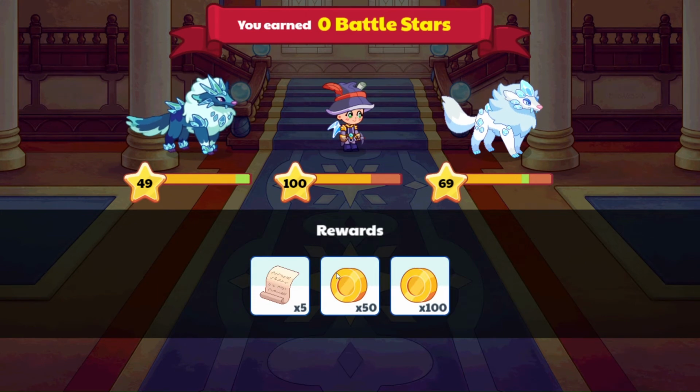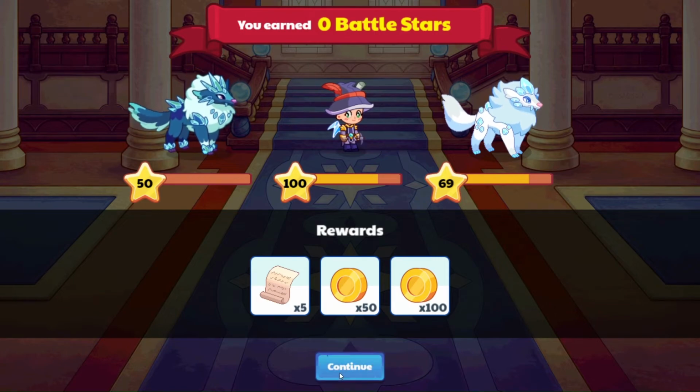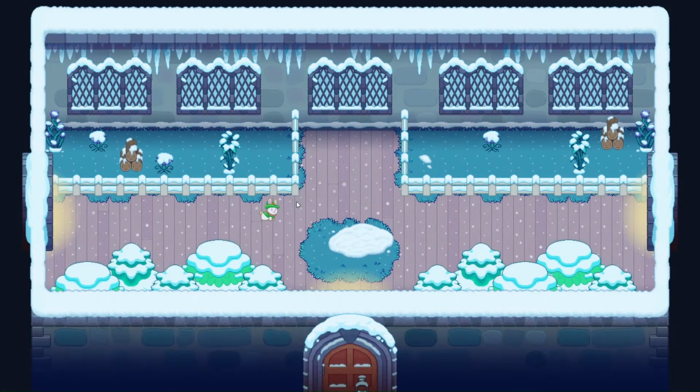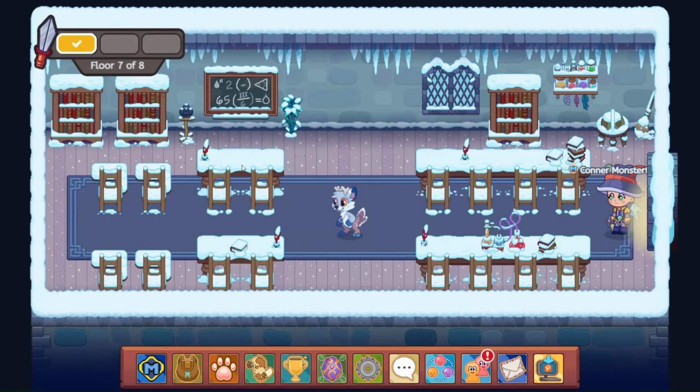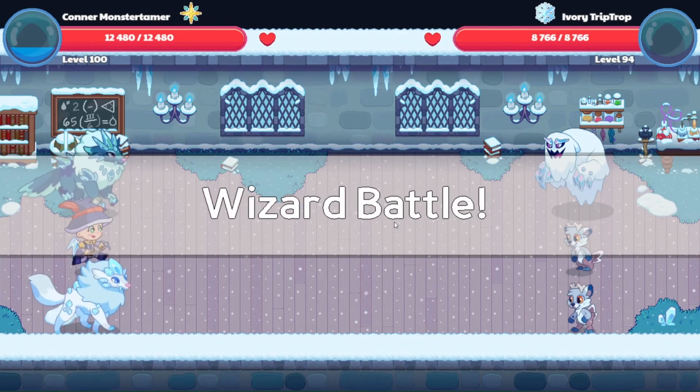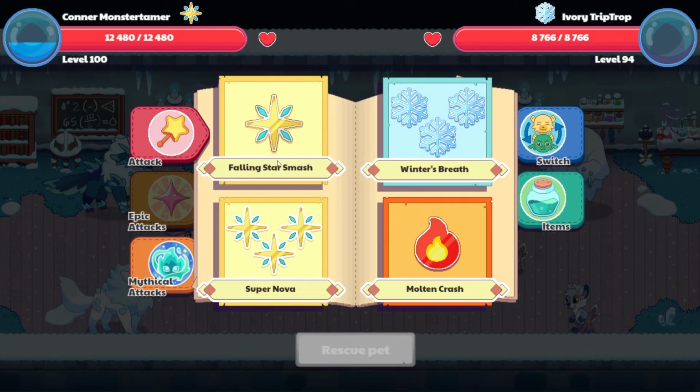Feels really nice to have this refresher. And we leveled up. Wonderful. Black Ice Frostfang. Level 50. Okay, so which way are we going, guys? That battle was so long, I don't even remember which way we came. Let's take a look around. Oh, and here we have an Ivory Trip Trop. My Ivory Trip Trop I don't think is that high. I believe I have an Ivory Trip Trop.